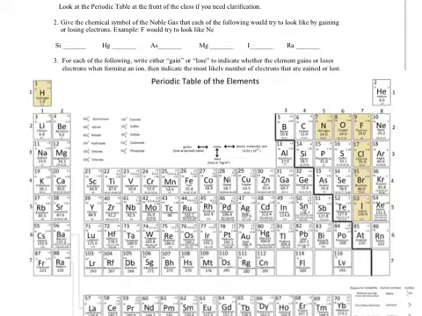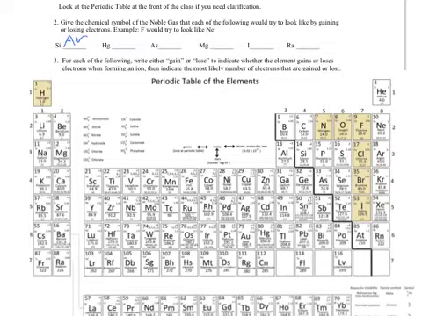Give the chemical symbol for the noble gas that each of the following look like by gaining or losing electrons. For instance, F would try to look like Ne. So here's fluorine. It wants to gain 1 electron, look like neon. So let's try this here. Here's silicon. The deal is, here's the line dividing the nonmetals from the metals. Nonmetals tend to gain electrons, and metals tend to lose electrons. So silicon, being on the nonmetal side of the stairs, is going to want to gain to look like argon.